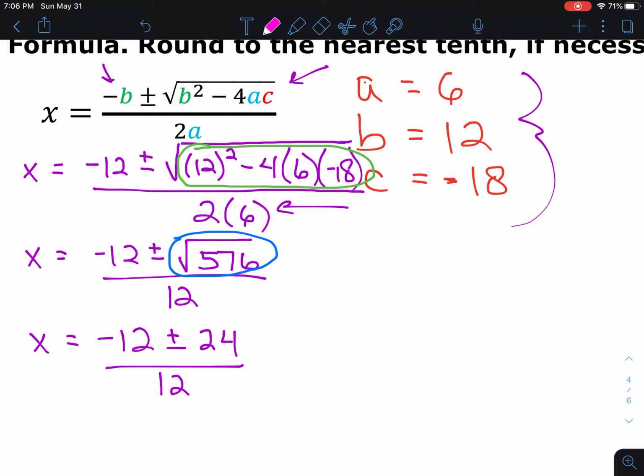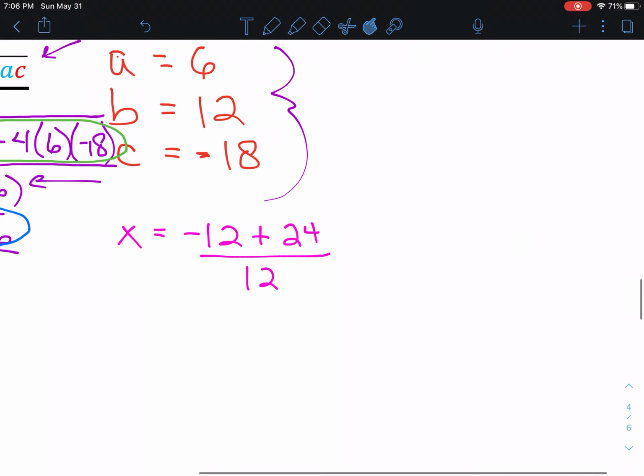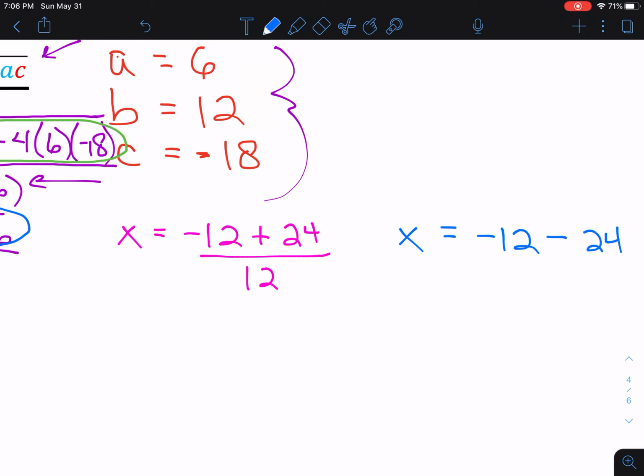Okay, so the first one is x. We're going to do the negative 12, just the plus. It says plus or minus. We're going to do just plus 24 divided by 12. So that's going to be one of our answers. Now the other one is going to be the minus. So our other answer will be x is equal to negative 12 minus 24 over 12. So that's what the plus or minus means. It really means 2 separate answers. So you're going to write them out separately.